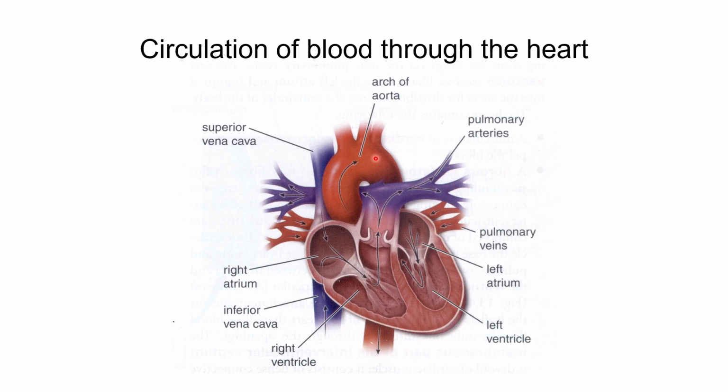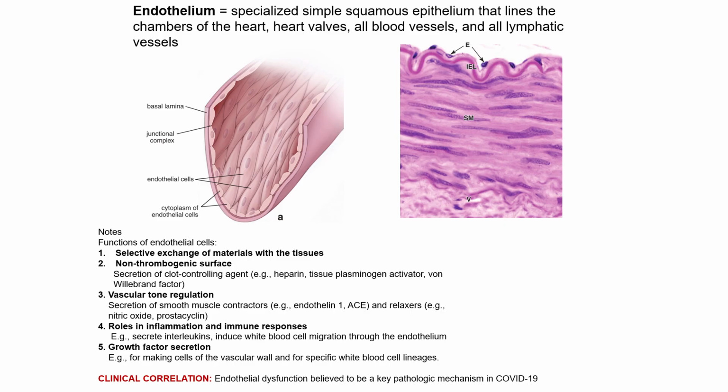So we have two circulations, two circuits: the systemic circulation that will go all over the body and come back through veins to the right atrium, and the pulmonary, which will go from the right ventricle to the left and right lung, and come back to the left atrium. So we have two circuits, systemic and pulmonary circulations.